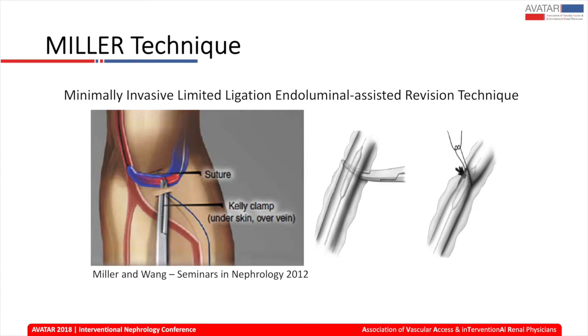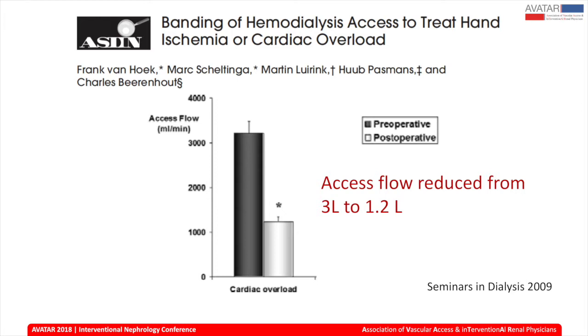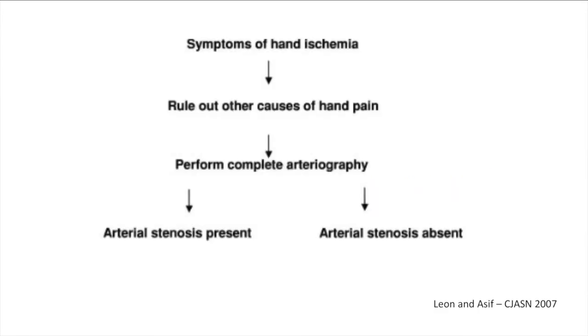Miller technique. MILLER stands for a mouthful: minimally invasive, limited ligation, endoluminal assisted revision technique. This technique is used as an endovascular intervention where a small sized balloon is introduced into the anastomosis, generally a 4 millimeter balloon, and externally a suture is ligated over the balloon, so you maintain at least a luminal size of 4 millimeters. With either of the techniques, the essential goal is to get the flow closer to 1 liter rather than maintaining it at more than 1.5 or 2 liters. It also has an added advantage where reduction in the access flow will also improve significantly the hemodynamics and cardiac output.